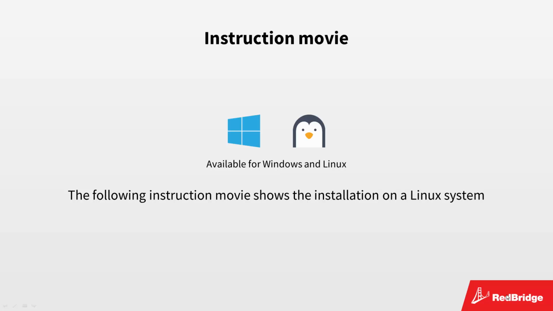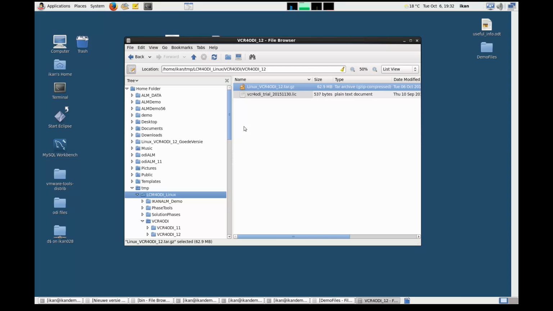In this video, we will show you how to execute the installation on Linux for ODI version 12. The installation procedure for Windows is exactly the same, except of course that instead of unzipping the tar file, you unzip the zip file, and instead of editing the shell file, you edit the bat file. The installation process should be straightforward. Should you anyway run into problems, do not hesitate to contact us. Now let's start the installation.